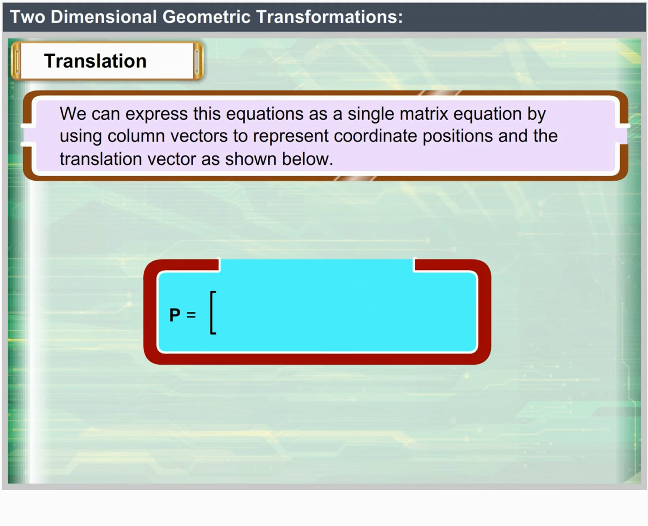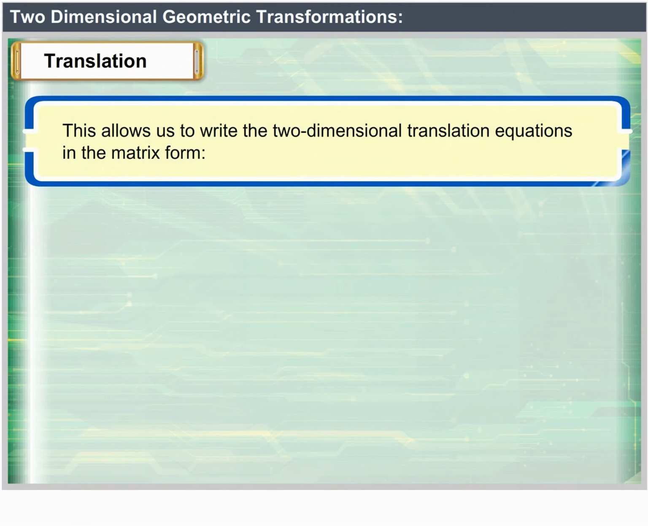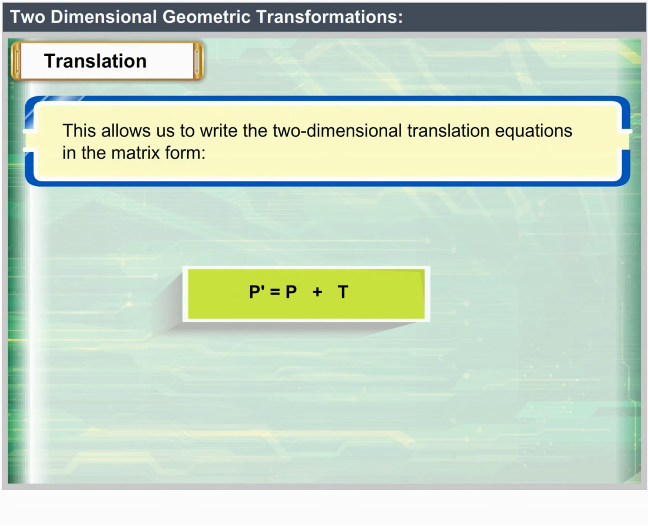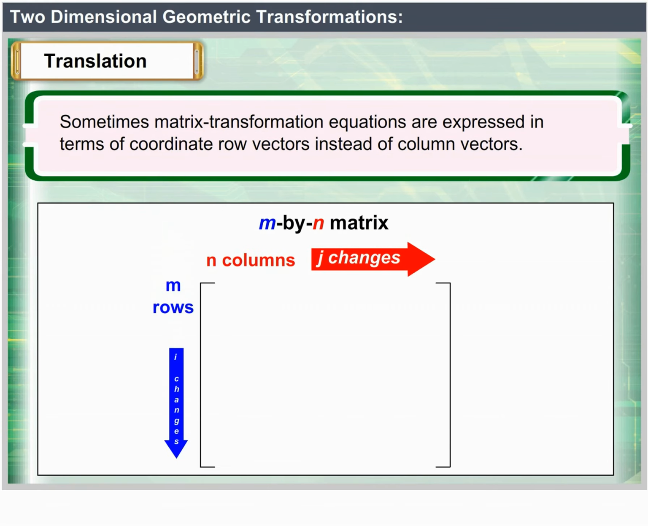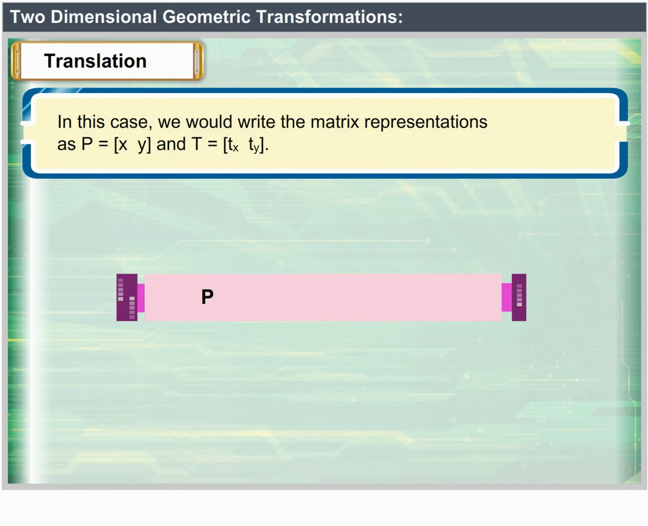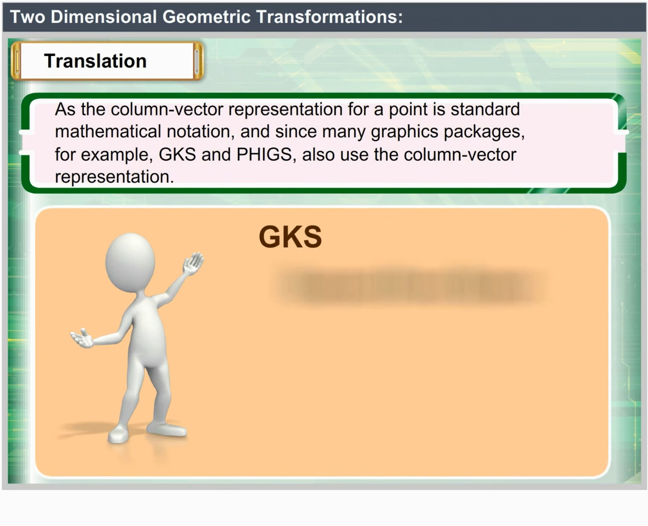This allows us to write the two-dimensional translation equations in the matrix form: P' equals P plus T. Sometimes matrix transformation equations are expressed in terms of coordinate row vectors instead of column vectors. In this case, we would write the matrix representations as P equals (x, y) and T equals (tx, ty). The column vector representation for a point is standard mathematical notation, and many graphics packages, for example GKS and PHIGS, also use a column vector representation.